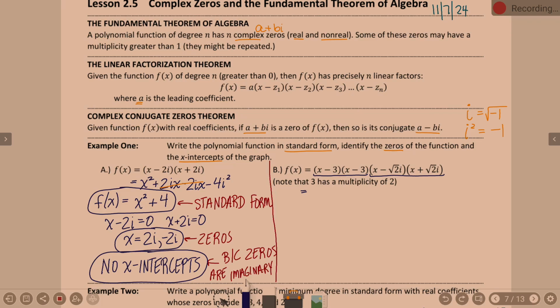What are we going to get? X times x is x squared. What about our outsides and insides? Outsides are minus 3x. Insides are minus 3x. Minus 3x and minus 3x is going to be minus 6x. Minus 3 times minus 3 is going to be plus 9.